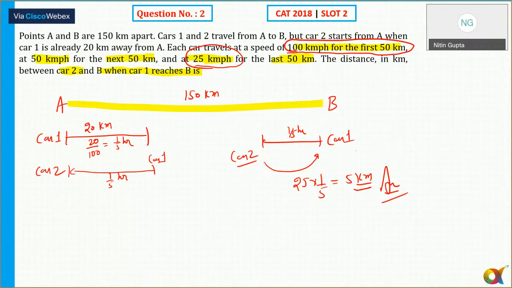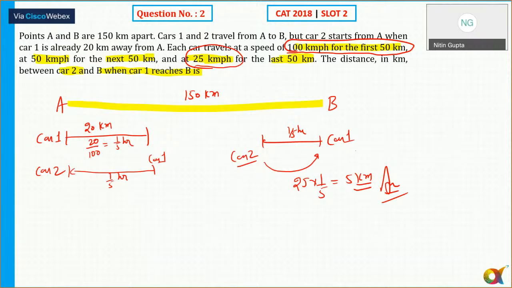So I hope that this is clear. The distance between car 2 and B when car 1 reaches B is this one. So I hope that it is clear to all of you. Any doubts now? Damini, Santosh, everyone, please respond. Keep responding, all of you.